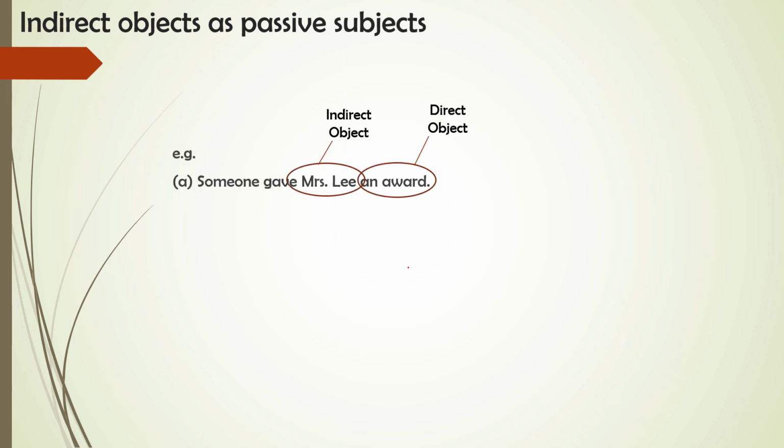We come to indirect object as passive subjects. Have a look at the example. Someone gave Mrs. Lee an award. Someone as the subject, give as the verb, Mrs. Lee as indirect object, and award as direct object. There are two objects in the sentence, indirect and direct.